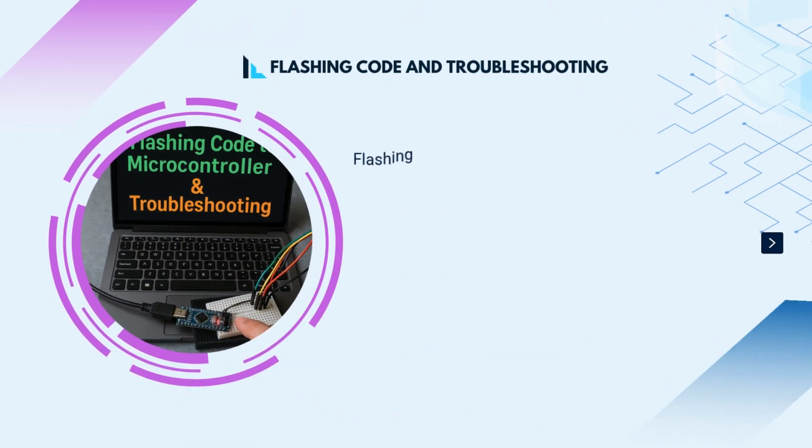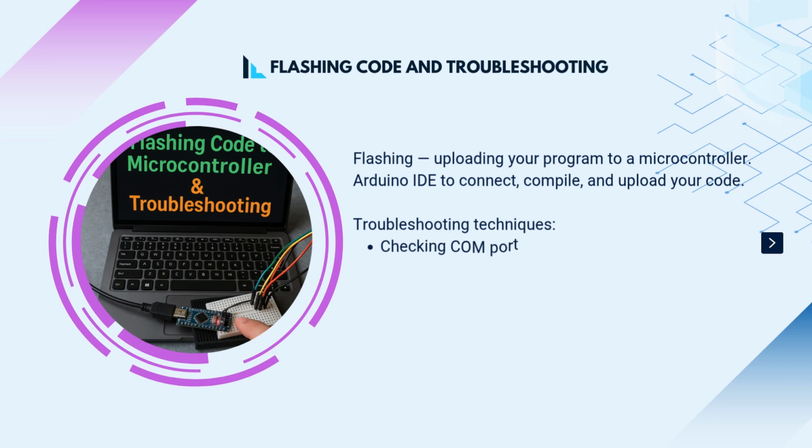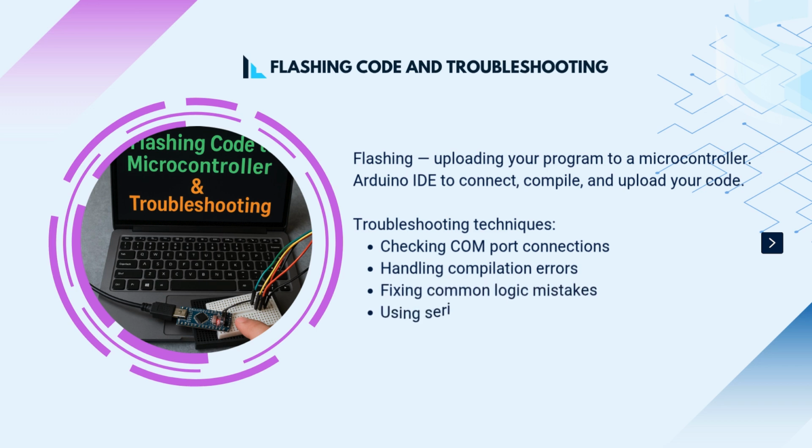Writing code is just part of the process. Next comes flashing, uploading your program to a microcontroller. We'll show you how to use the Arduino IDE to connect, compile, and upload your code. It's simple once you understand the flow, but things can go wrong. That's why we'll also teach you troubleshooting techniques. Checking COM port connections. Handling compilation errors. Fixing common logic mistakes. Using serial print debugging to trace values. Troubleshooting isn't just about fixing bugs, it's how you learn to think like an embedded engineer.